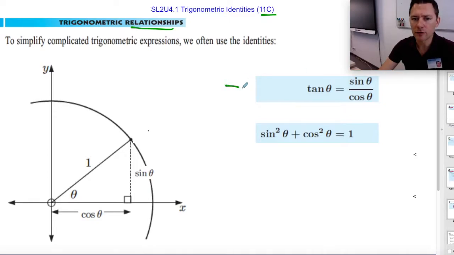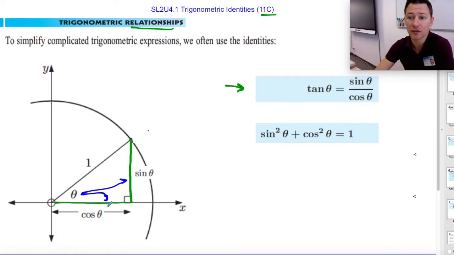Often you'll see this concept that tangent is sine over cosine, and that's because the sine is the y value, the cosine is the x value. So if you're looking at the tangent of an angle, tangent is opposite over adjacent, and opposite is sine and adjacent is cosine. So that's where this piece comes from. That's a trig identity. It holds true for all angles, and so we can use that to mess with equations.